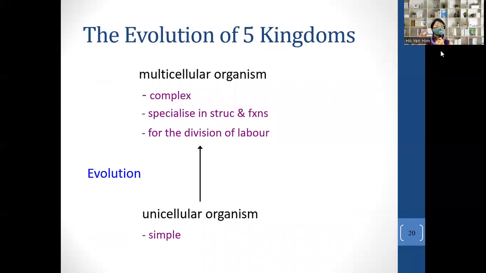So what you can see in the evolution of 5 kingdoms or 6 kingdoms is we first started with unicellular organism. It's very simple. After evolution, it becomes multicellular organism. It's complex, specialized in structures and functions for the division of labor. Have you heard of division of labor?